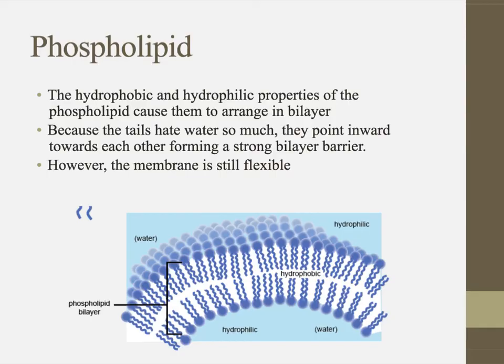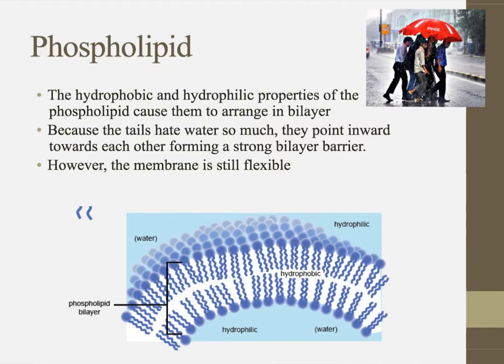So what is so cool about the way that our cell membranes are arranged? It's all because these tails hate water so much. Kind of like these people hate water so much, they're all sticking together under the same umbrella. These non-polar hydrophobic tails hate water so much that they will point inwards towards each other to stay away from the watery solutions that are inside and outside of the cell.